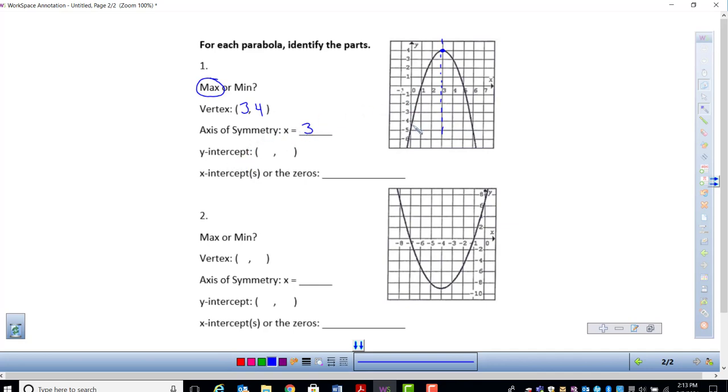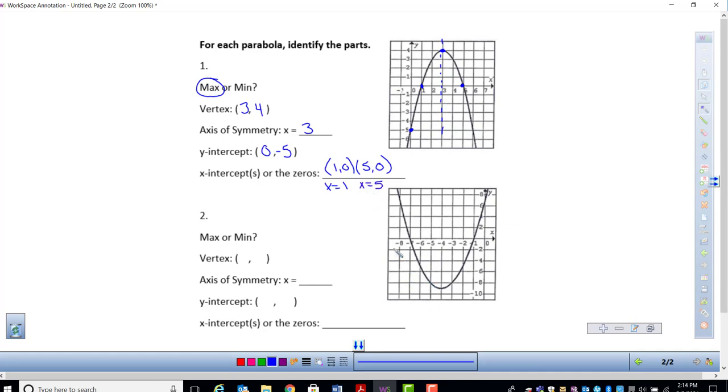Our y-intercept is at (0, -5). And our x-intercepts, or the zeros, are at 1 and 5. We can write that as points, (1, 0) and (5, 0). Or we could say x equals 1, x equals 5.